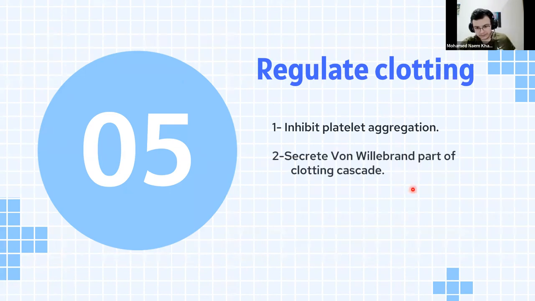The second thing is they secrete the von Willebrand factor, part of the clotting cascade. I'm not sure if you took that. It's the VWF, if you're familiar with it. It's basically a glycoprotein that you're going to find on the collagen membrane under the endothelium. I'm going to talk about it later in the lecture, so I'm not going into details now. But till now, I want you to know the first one. In normal conditions, what inhibits platelet aggregation? Endothelium. Cool?